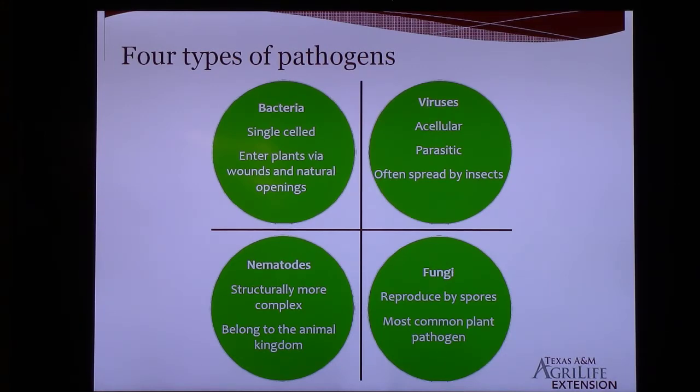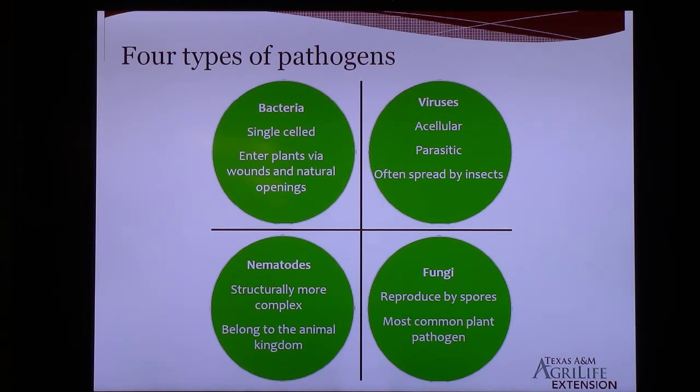Bacteria. With our bacteria, they're single cells. And they generally enter the plant by way of a wound or a natural opening. Viruses are acellular. As far as a virus goes, it's really not an organized cell. With bacteria and nematodes and fungi, they're considered to be living organisms. Viruses are really just strands of nucleic acid that are just kind of floating around. They're really not a living creature, so they're considered acellular. But they're parasitic in that they rely on a host in order to reproduce. And many times these viruses are spread by insects.